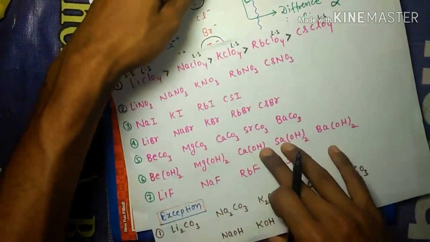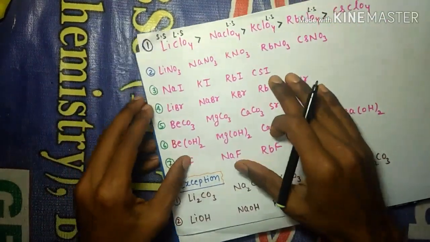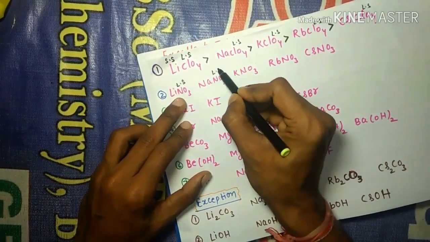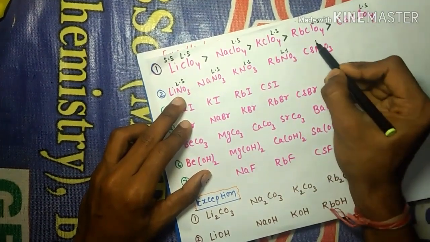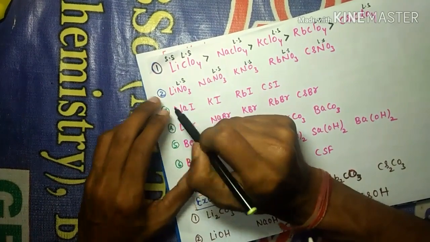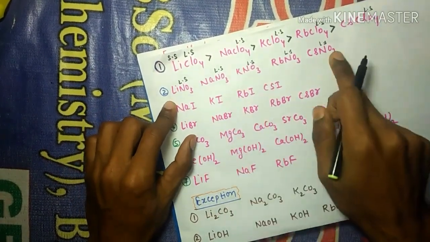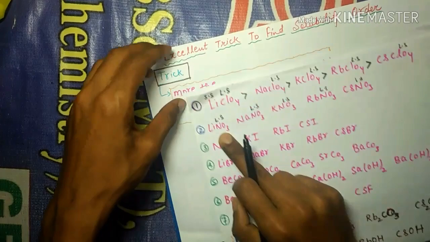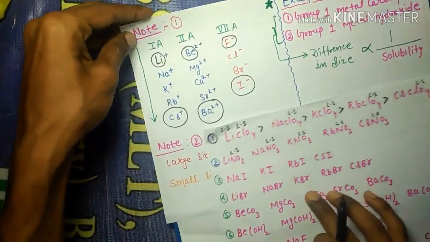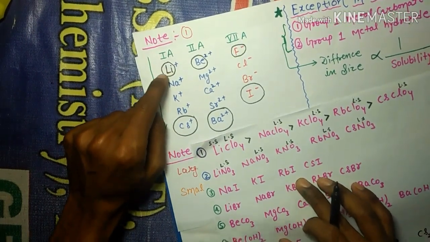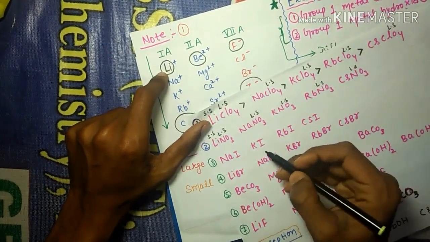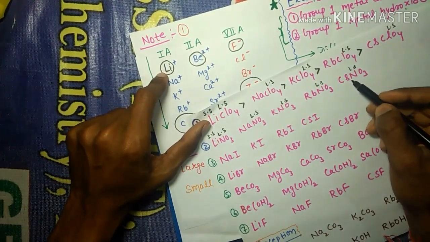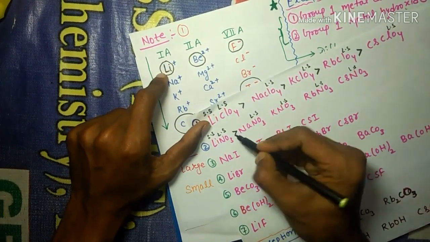Okay, so what we do in this question, we just write above, NO3 is the large size, large size, large size, large size, large size. Okay, and now you compare which one of the following cations is the smallest size. The smallest size is Li plus, because we have discussed this. Li plus is a very, very small size in comparison to Na plus, K plus, Rb plus, and Cs plus. So the order will be like this.